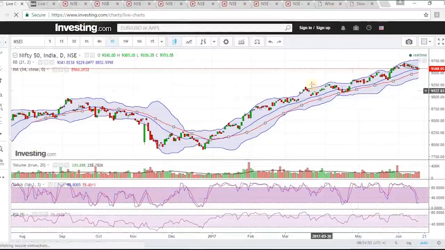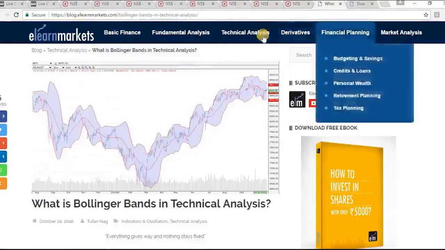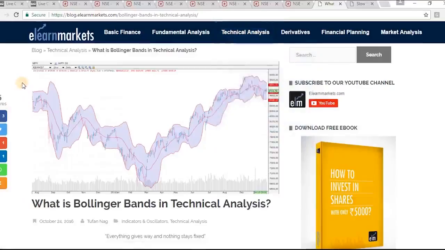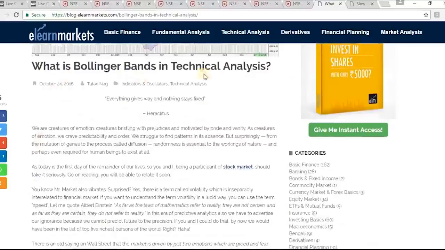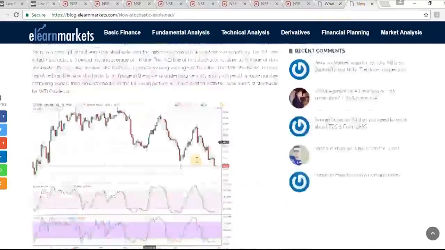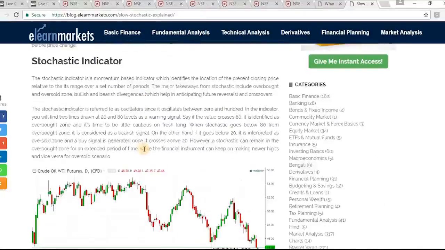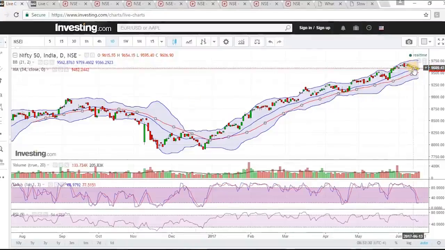If you don't know what Bollinger or stochastic is, you can go to the blog section, that is blog.elandmarkets.com of our website, and click on technical analysis and then click on indicators and oscillators. There you will find descriptions of a lot of indicators. Here you can see that there is a blog on Bollinger Band, and similarly there is a blog on stochastic. So you can learn these two indicators and how to use them in your trading. Now let us go back to the Nifty daily chart.